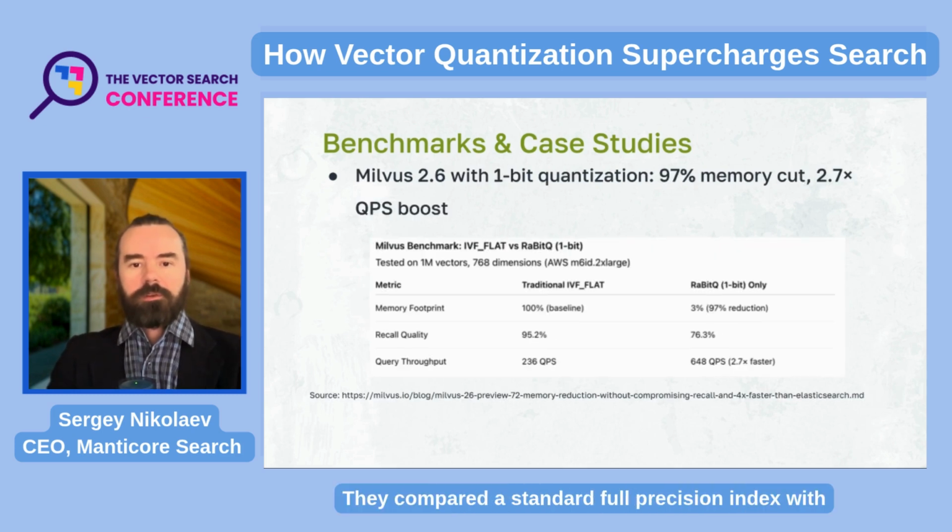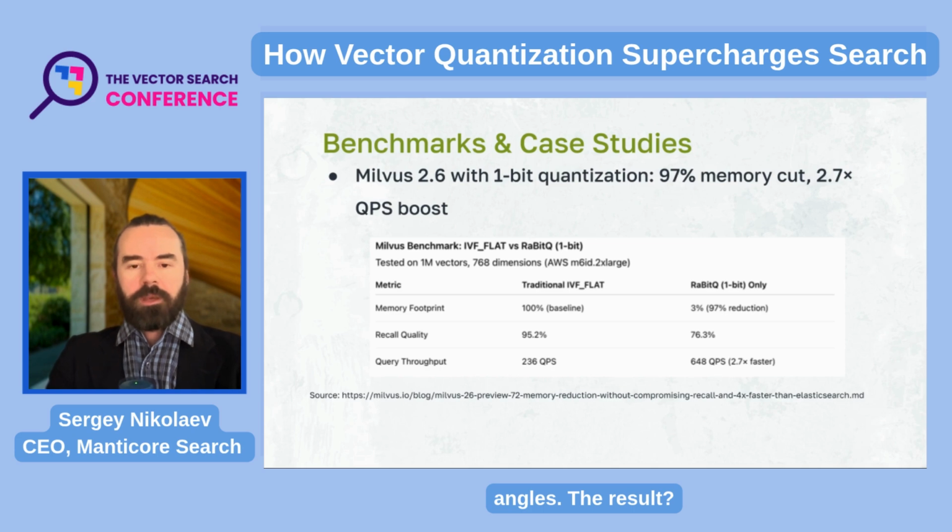They compared the standard full precision index with RaBitQ, a compact 1-bit quantization method, but not just plain sign hashing. RaBitQ adds a few clever refinements. It learns where the true center of each dimension lies and applies the lightweight corrections we discussed earlier, so the 1-bit signs still preserve important angles. The result? Memory drops by 97%, throughput nearly triples, and recall still stays above 76%. That's solid accuracy with a fraction of the hardware.